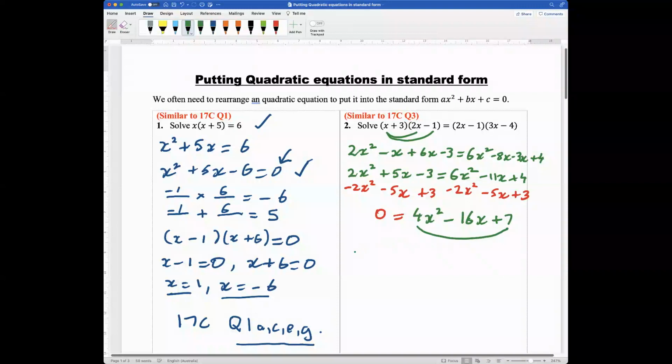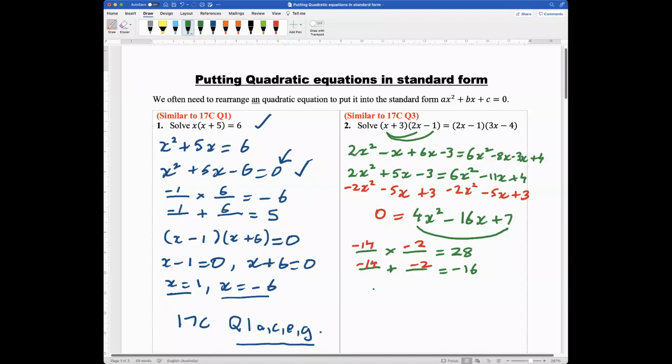So 4 times 7 is 28, so you need two numbers which multiply to give 28, and two numbers which add to give negative 16. Okay, so you can pause the video if you want to try and think what those numbers may be. You should end up with negative 14 and negative 2. So both those numbers satisfy the conditions.